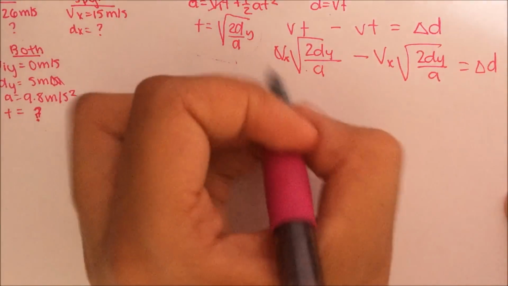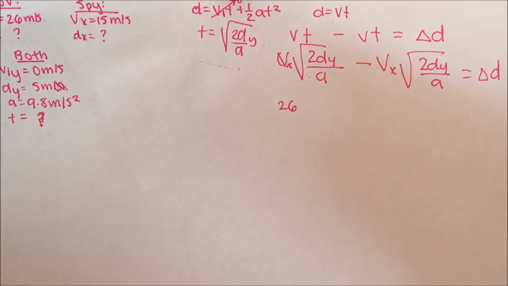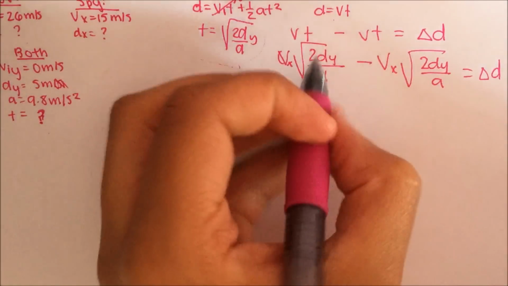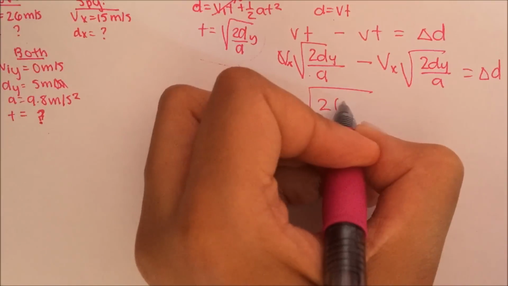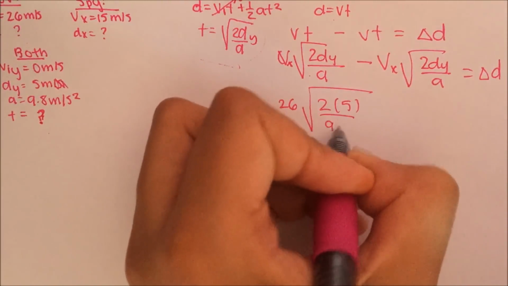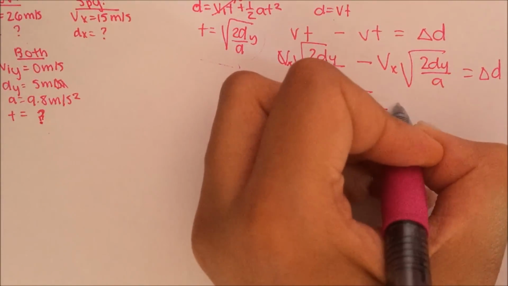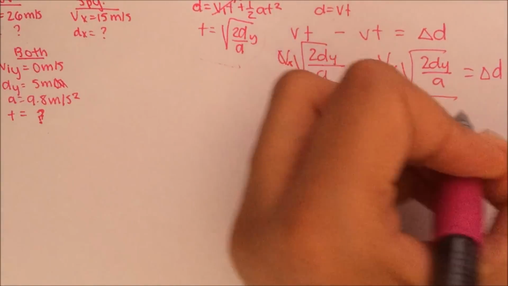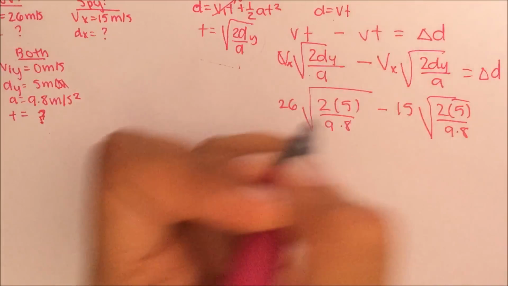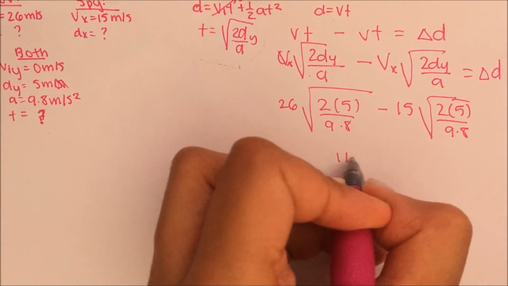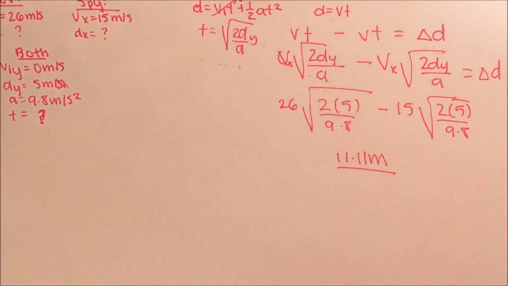So we're going to plug in our values now. It's going to be 26 times the square root of 2 times the distance in the y, which is 5, divided by the acceleration 9.8, minus the 15 times the same time again, and that is going to give us a change in difference of 11.11 meters.